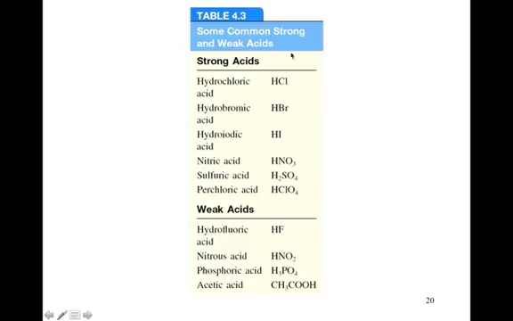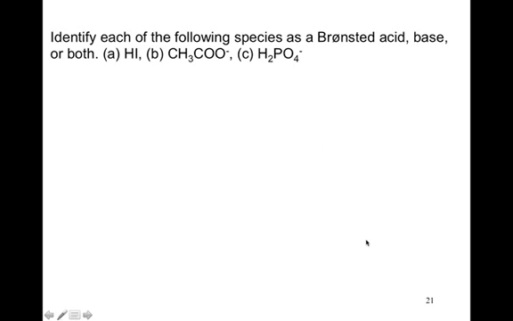So your strong acids are chloro, bromo, fluoro, iodo, those kinds of halogen groups, plus nitric, sulfuric, and perchloric. Sulfuric, I'm pretty sure, is what's in our car batteries. And then some weaker acids: hydrofluoric acid, nitrous acid, phosphoric acid, and acetic acid in vinegar. So let's keep going here.